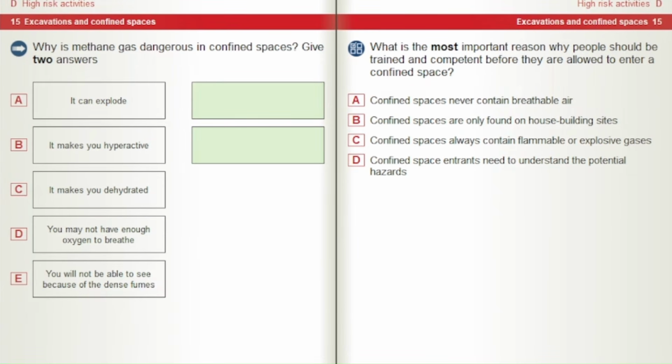Why is methane gas dangerous in confined spaces? Give 2 answers. It can explode. It makes you hyperactive. It makes you dehydrated. You may not have enough oxygen to breathe. You will not be able to see because of the dense fumes.